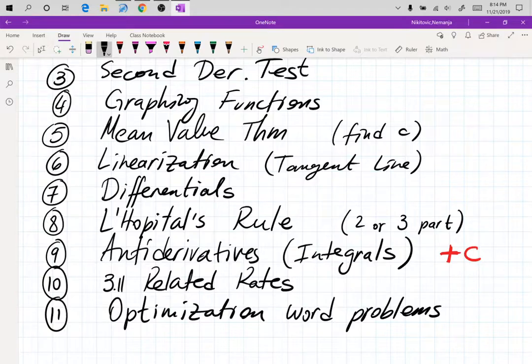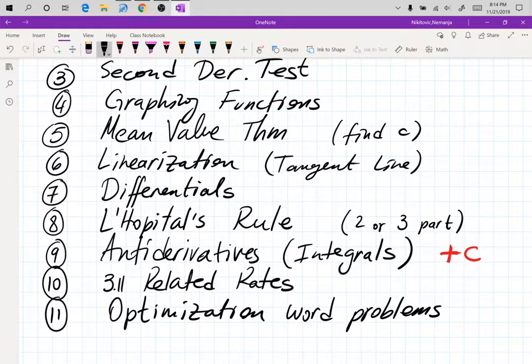So I already explained the first part. The mean value theorem finds C, something similar to what we just had for integrals. You'll remember that. Linearization talk. Differentials have that formula dy equals f prime of x times delta x. And delta x was x2 minus x1, new minus old.